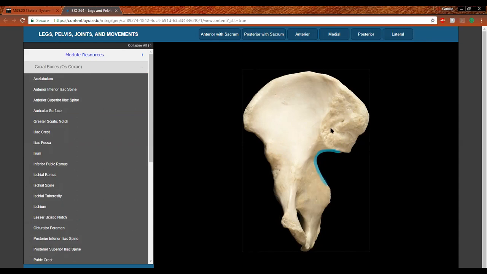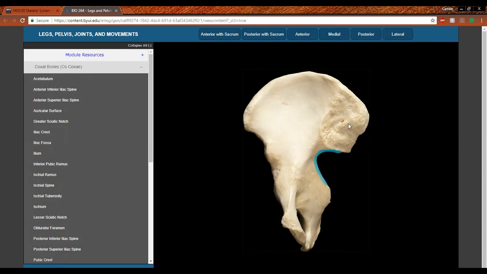So yeah, this is the auricular surface. That's also another vocab word that you guys need to know if it helps you link things together. In the last module, we learned about the auricular surface of the sacrum, and the two auricular surfaces come together right there. That's where you join your sacrum to your os coxae to create your hips.